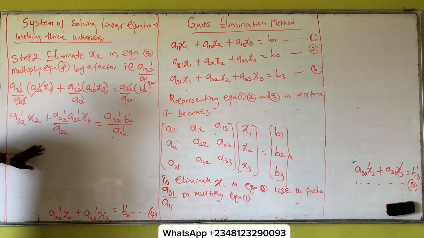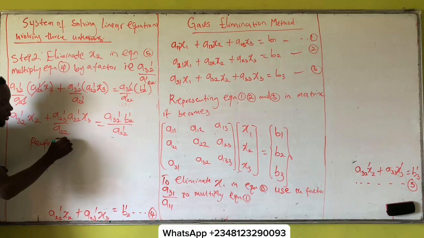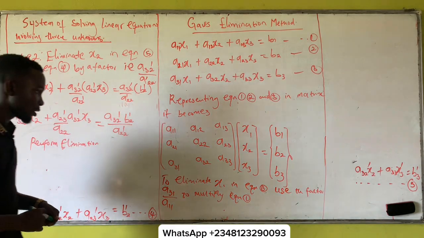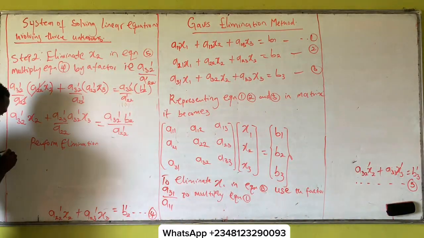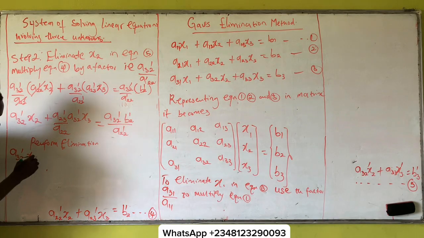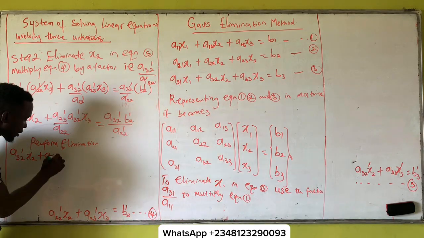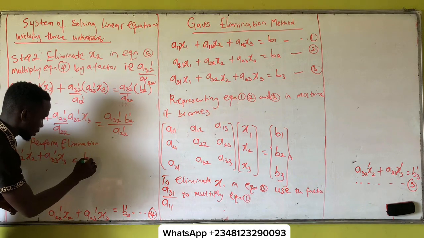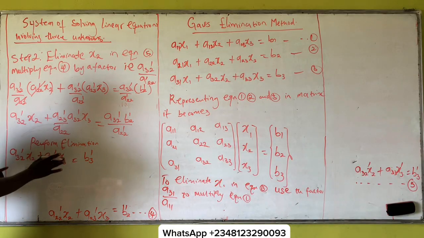Since we have this now, we now perform the elimination. Performing elimination, since we are eliminating it, from here, it becomes A32 prime x2 plus A33 x3 equal to B3 prime. All right. Now, what was the new equation we formed to perform the elimination is this.